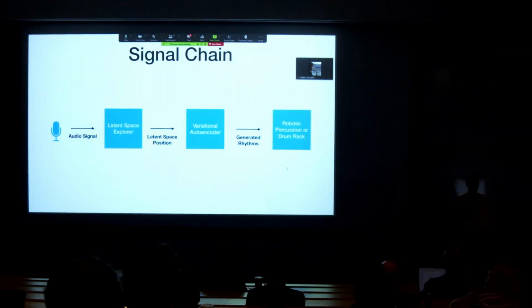To be clear here, we are using two separate neural networks. The first one is implemented in the Latent Space Explorer for encoding the musical information. The second one is the variational autoencoder. And presently, we are using a variational autoencoder that generates rhythms. But in theory, you could use any variational autoencoder that provides access to its latent space.